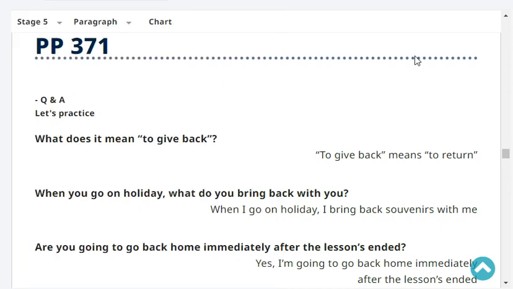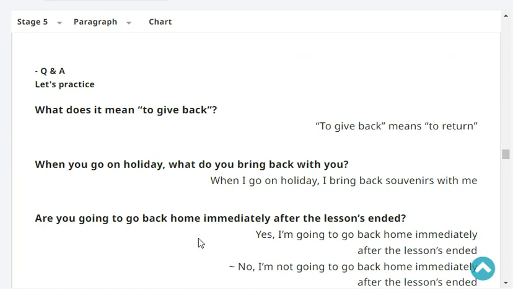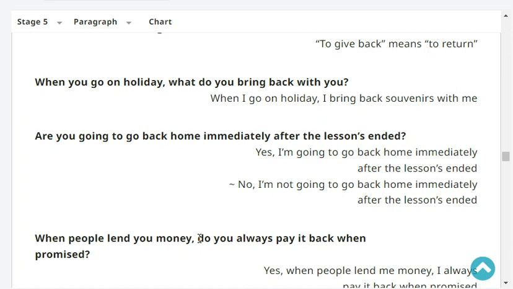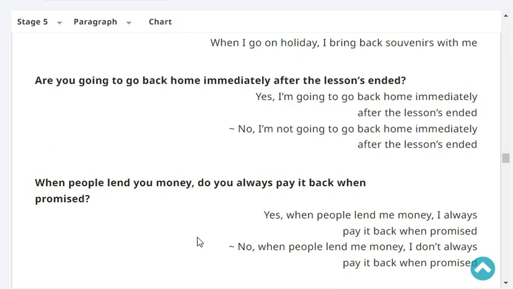When I go on holiday, I bring back souvenirs with me. Megan, are you going to go back home immediately after the lessons ended? Yes or no? No, I'm not going to go back home immediately after the lessons ended. Megan, when people lend you money, do you always pay it back when promised?